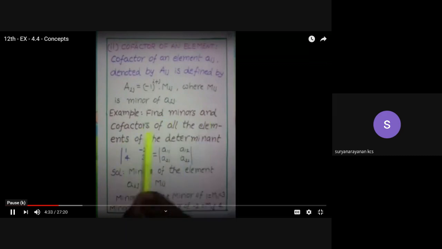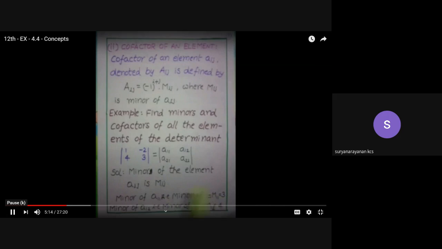Find minors and cofactors of all the elements of the determinant with rows 1, -2 and 4, 3. Let us consider A11, A12, A21, A22. To understand it very easily, very clearly, let us assume like that. Now, minor of the element Aij is denoted by Mij. Previously, we have defined like that. Now, minor of A11, we are finding the minor of this first element. What is the first element here in the first row? 1. So minor of 1 is equal to M11.